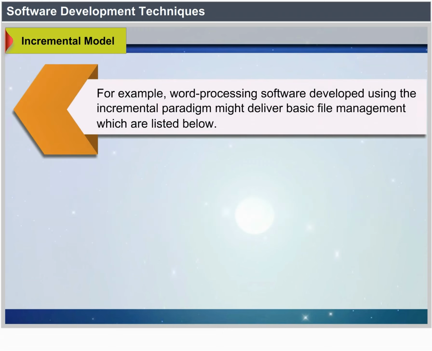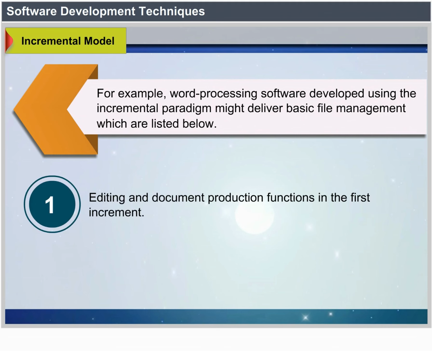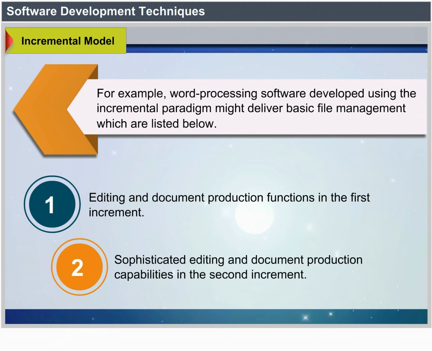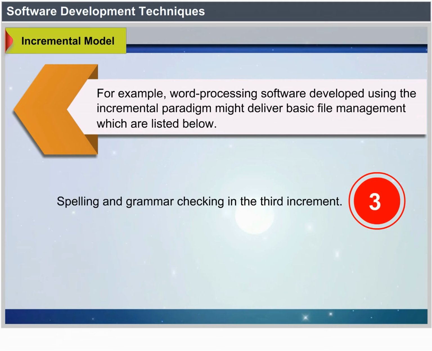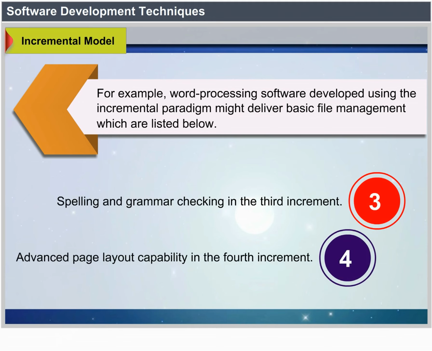For example, word processing software developed using the incremental paradigm might deliver basic file management, editing, and document production functions in the first increment, more sophisticated editing and document production capabilities in the second increment, spelling and grammar checking in the third increment, and advanced page layout capability in the fourth increment.